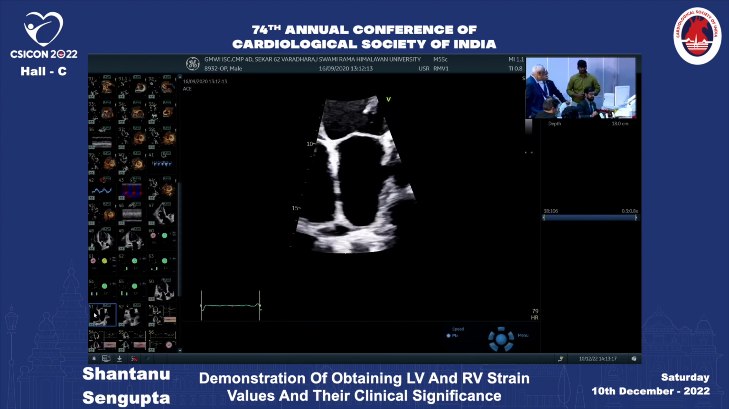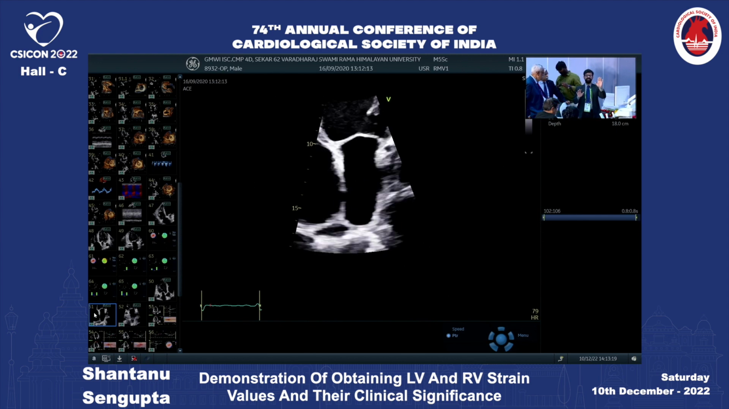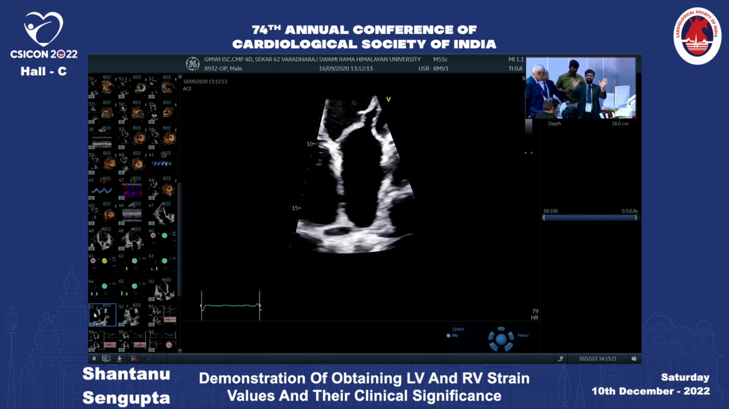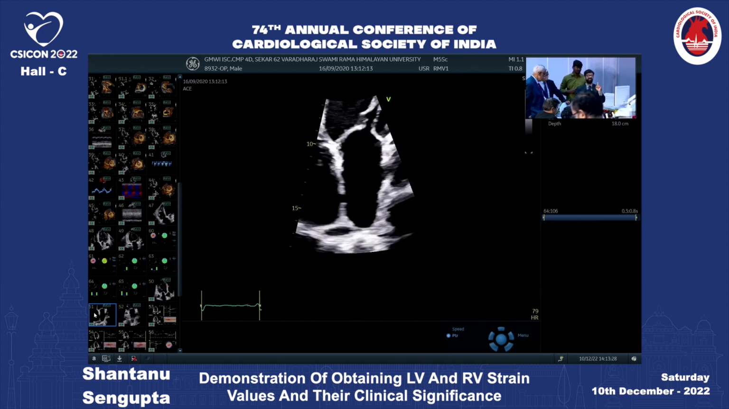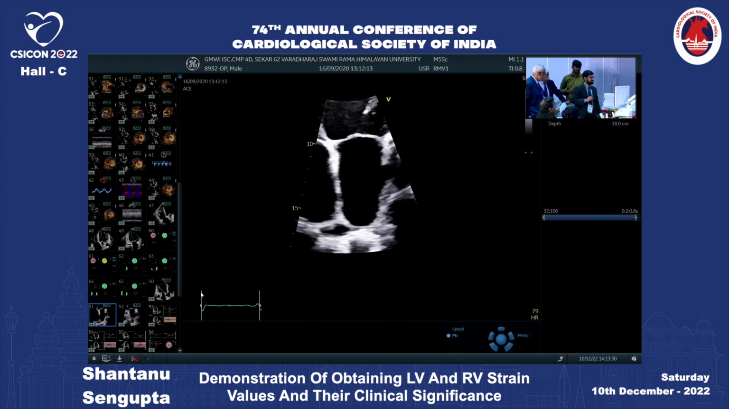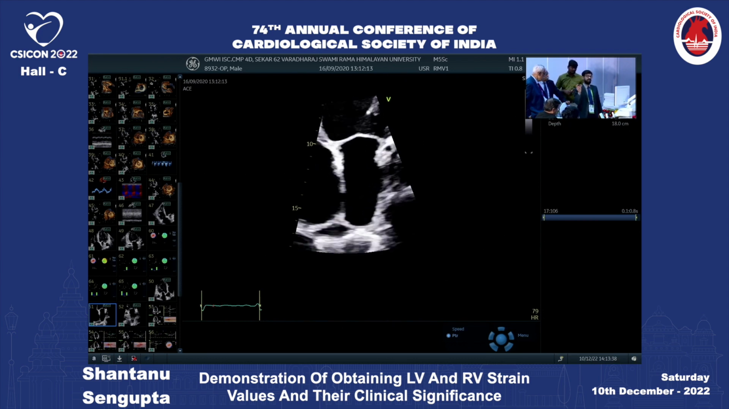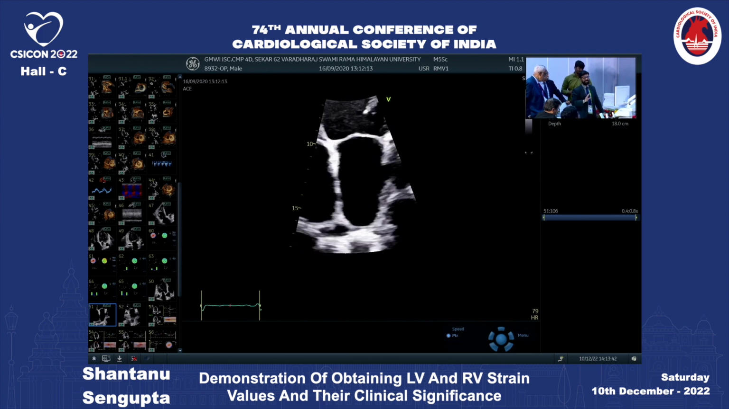For LA strain, you take either the 4-chamber view or the 2-chamber view. It is not necessary to take both. If I follow the 4-chamber, just do a 4-chamber view. Second thing, the frame rates. See here, the frame rates are going at 133, which is not needed. We need around 50 to 90. At higher frame rates, the values change. I'm not going into details, but you need 50 to 90.